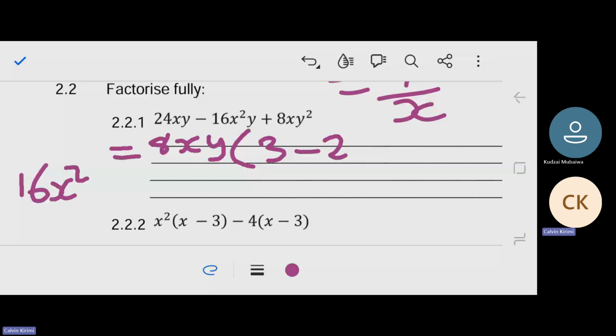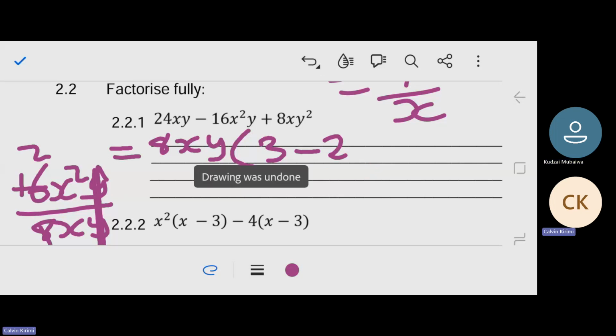x squared y divided by 8xy. What is the answer? 2xy. It's 2 what? The y, they cancel, isn't it? Is that not so? 8 goes into 16 how many times? xy. So what is the answer? Correct this one. What is the answer?